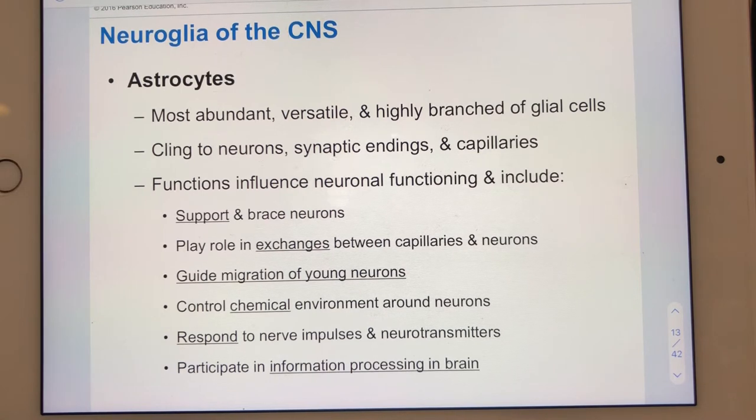In developing bodies, like the snorry, grunty one I'm holding, astrocytes help to construct new neurons, and they do that in a weird way.